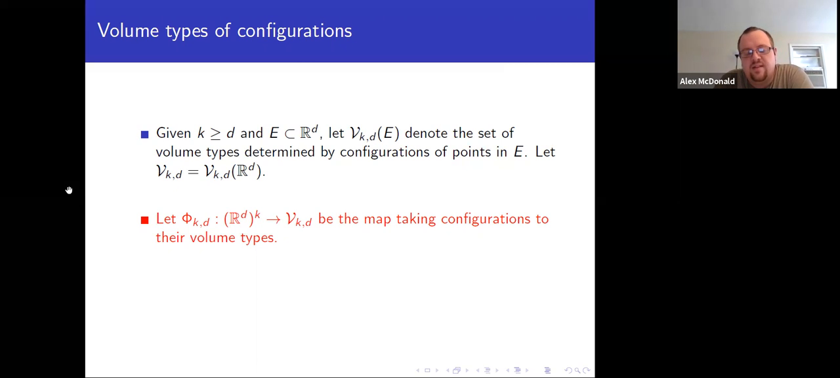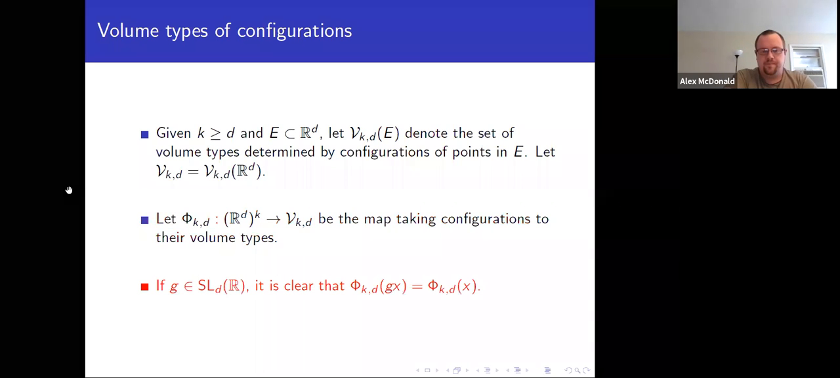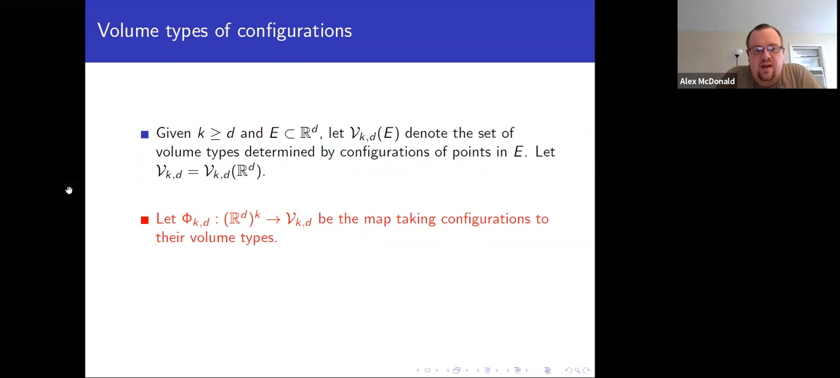Our map phi is going to be the map which takes configurations to their volume types. It's a map from the space of configurations to this space of volume types V_KD, which is contained in our K choose D dimensional Euclidean space. This is again an overdetermined problem, at least for large K. So this is a lower dimensional space, and we have to choose an appropriate measure on it.